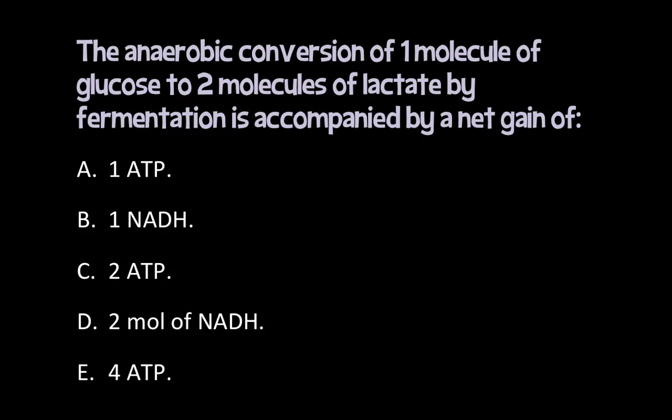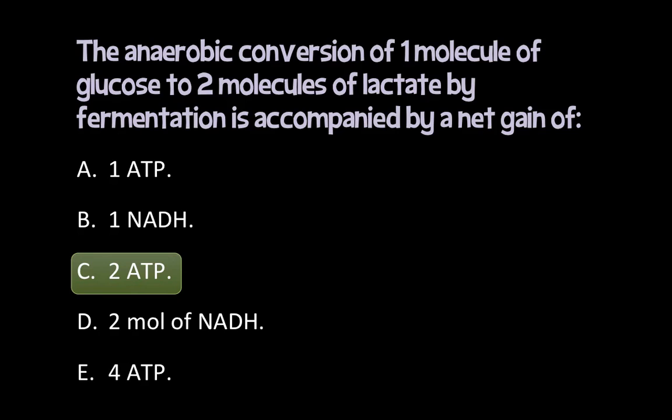So let's continue. The anaerobic conversion of 1 molecule of glucose to 2 molecules of lactate by fermentation is accompanied by a net gain of, so the key thing here guys is a net gain, and you're converting 1 molecule of glucose to 2 molecules of lactate. So what do you think the answer is? You have 5 choices. One of them is correct. That's right, 2 ATP. Now the whole idea here is net gain.